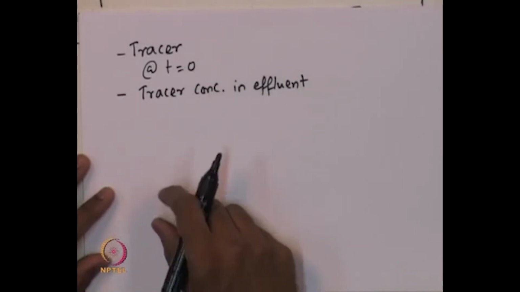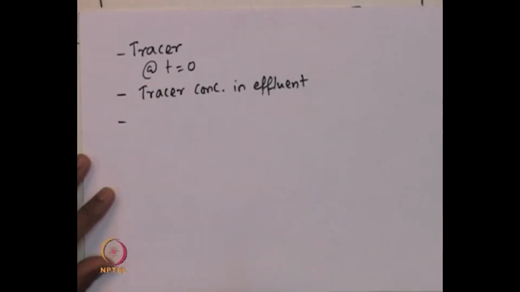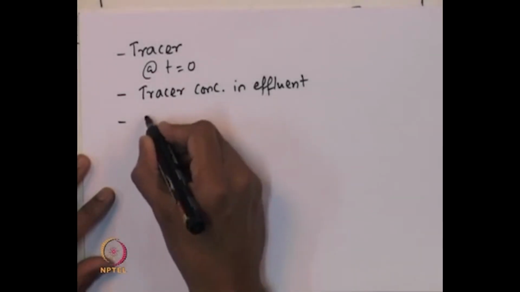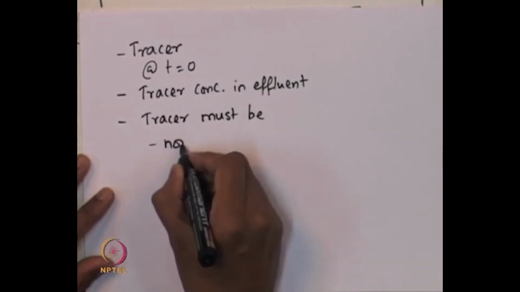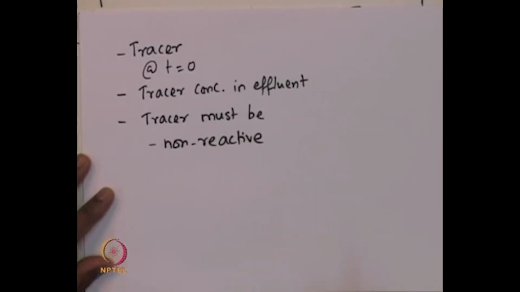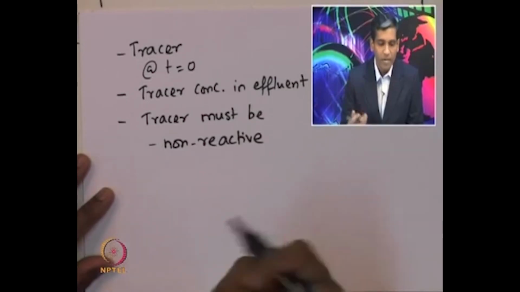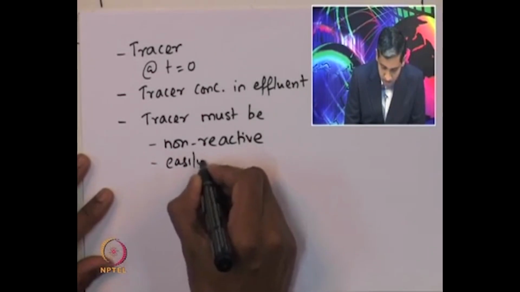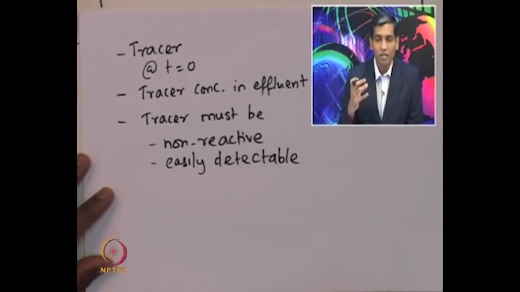Now, in order to conduct such an experiment and to measure the tracer concentration, the tracer has to possess certain properties. The tracer must be non-reactive. Otherwise, the tracer is not going to reflect the true non-ideal behavior, because some amount of tracer injected into the reactor is going to be consumed in some reaction. And it should be easily detectable. The measurement techniques available should be sensitive enough to detect even small amounts of tracer concentration in the effluent stream.